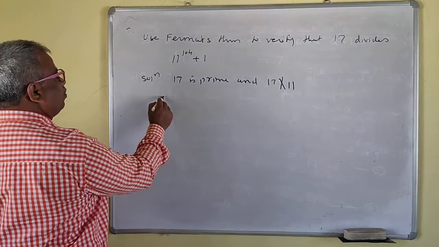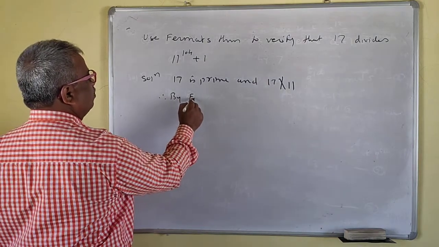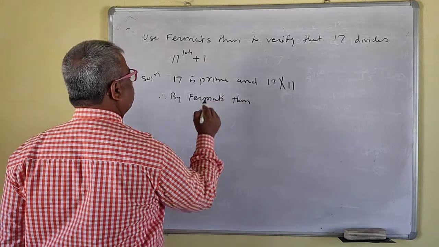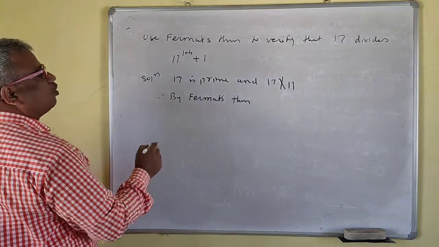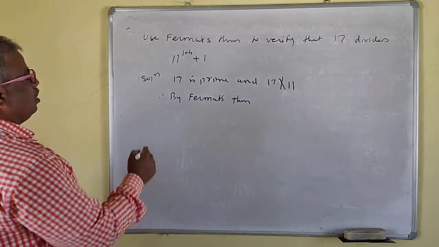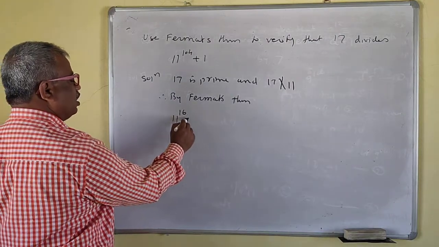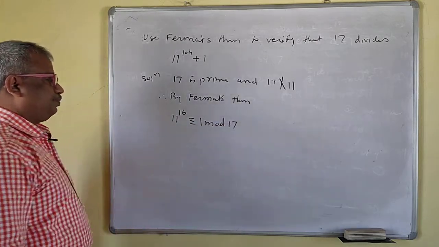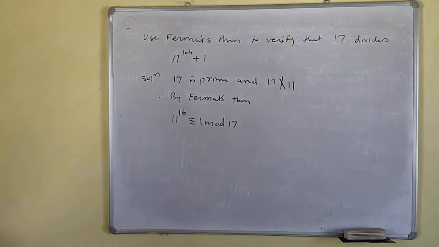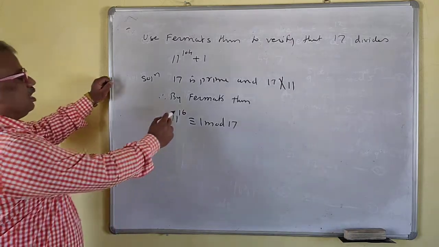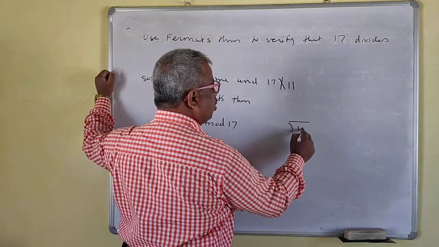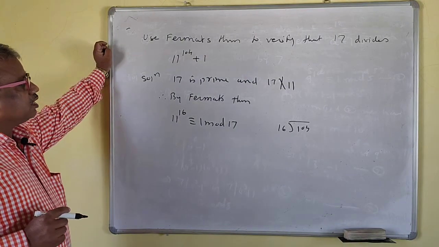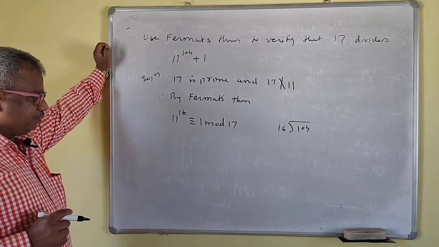So therefore, by Fermat's theorem, here A is 11. Okay, so 11 to the power 16 is congruent to 1 mod 17 now. Right? Now, this is 16 now. So we divide 104 by 16 now. 104 by 16. So what is that?